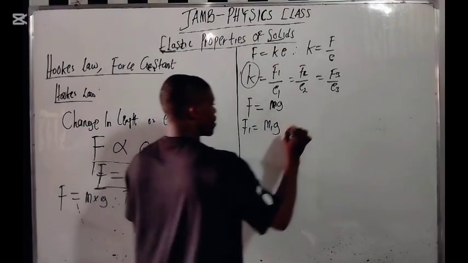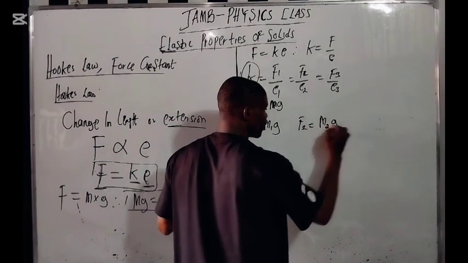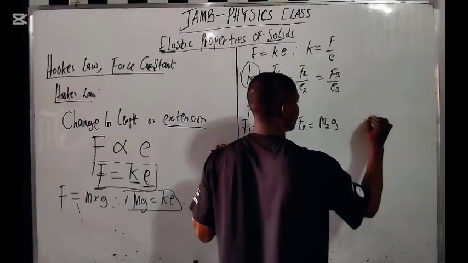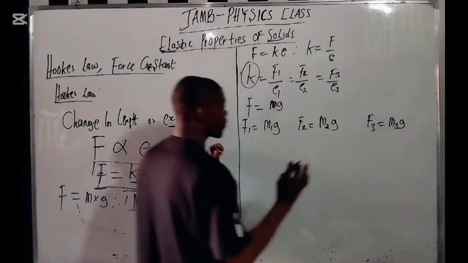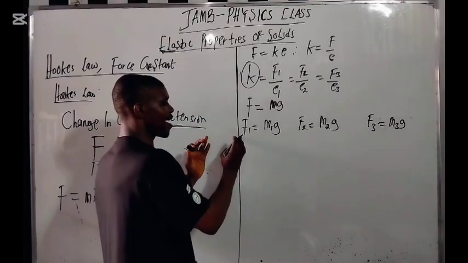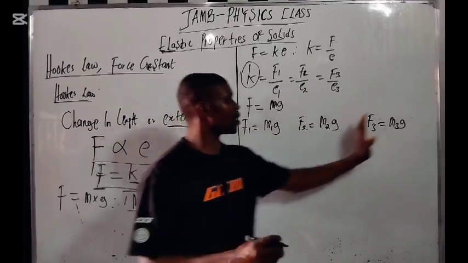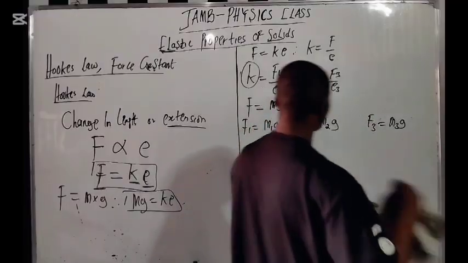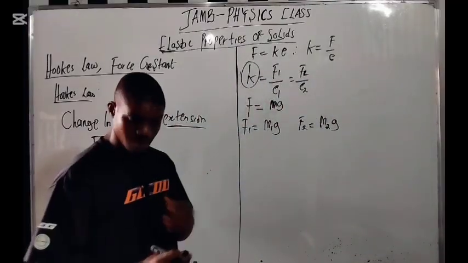M1G is okay. My F2 will be what? M2G, right? And my F3 will be what? M3G. So what happens here? We want to focus on F1 and F2. Do you see that? So we are going to ignore this one here, the third one. Our focus is just going to be on the two of them. Hope you understand.